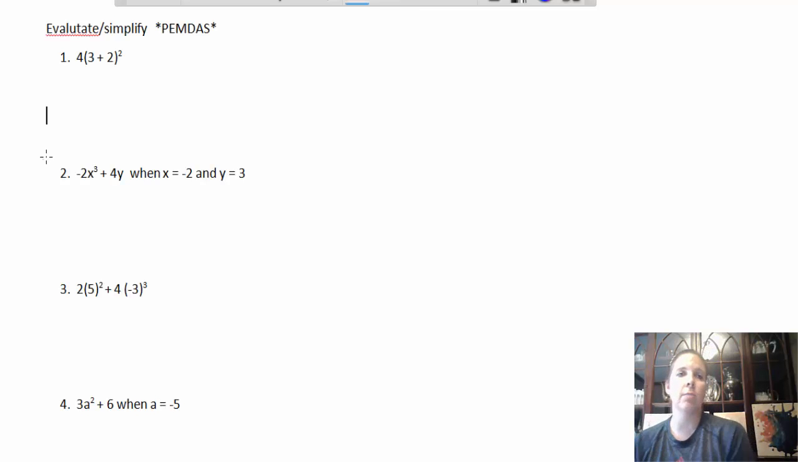Okay, so let's do some problems. Oops, I misspelled evaluate. Okay, so we're just going to evaluate or simplify. So with this, remember to use PEMDAS. We're finally using the E in PEMDAS, parentheses, exponents. That's where this comes into play. So we have 4 times the quantity 3 plus 2 squared. So you do what's on the inside first.